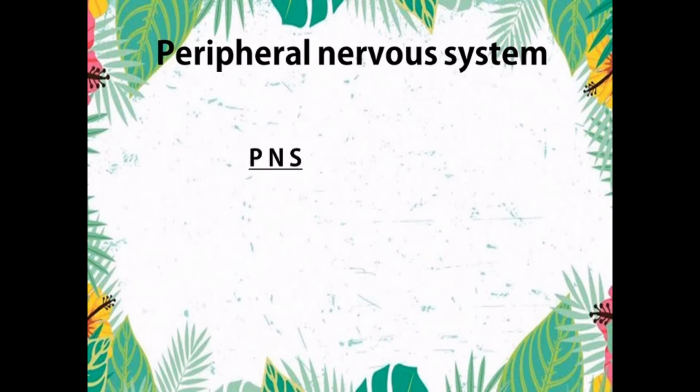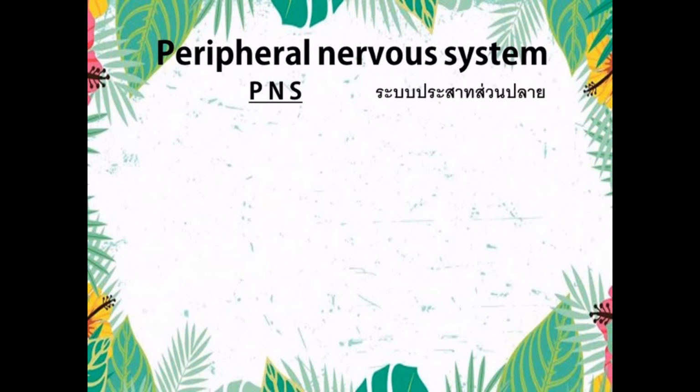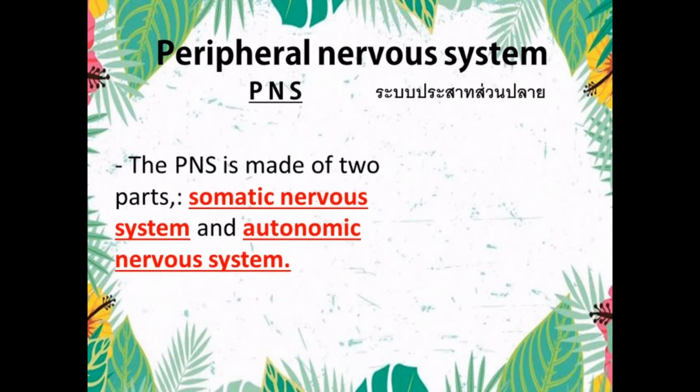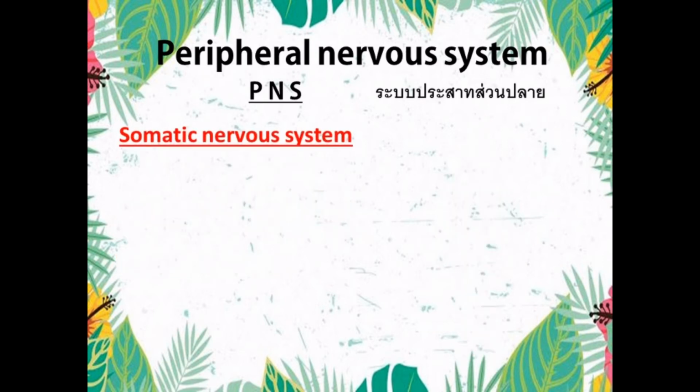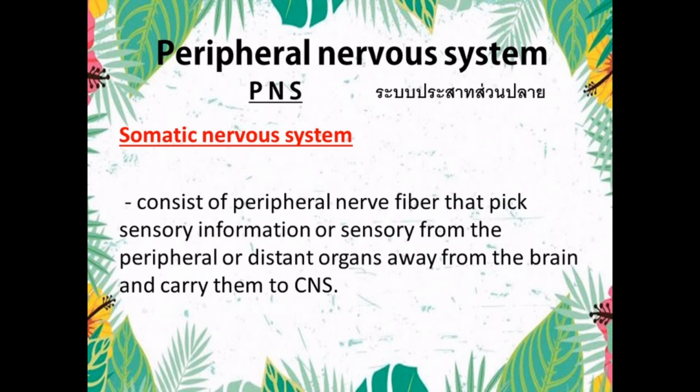Next one is the peripheral nervous system, or the PNS. The PNS is made of 2 parts: the somatic nervous system and the autonomic nervous system. As you can see in the picture, the blue ones are the peripheral nervous system. These are the nerves outside of the brain and the spinal cord.